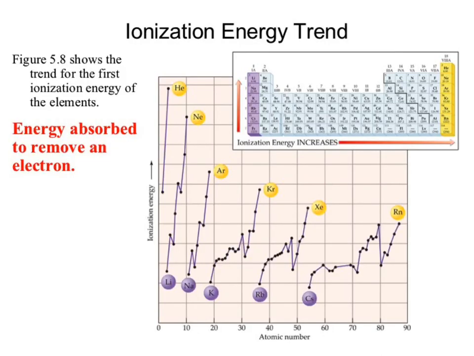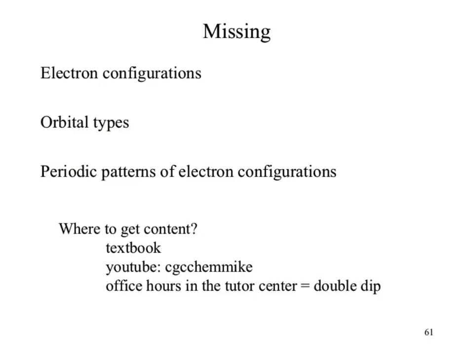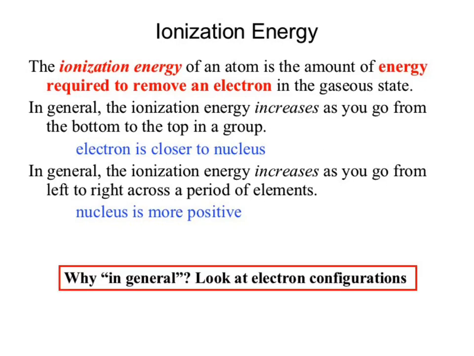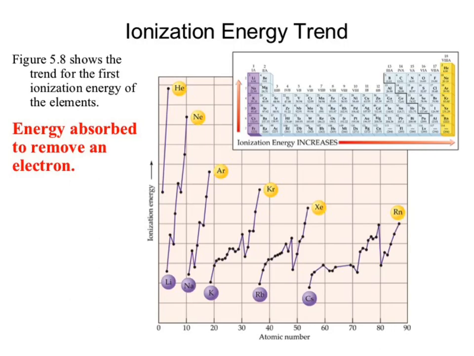process, particularly because we've got some missing content with the electron configurations. And ultimately, that's where these things are coming from. What you're responsible for is knowing the trends for your ionization energy. In general, your ionization energy increases as we go from bottom to the top in a group. Ignore the blue stuff for the moment. It also increases as we go left to right across a period. Right? That's what this figure is showing.